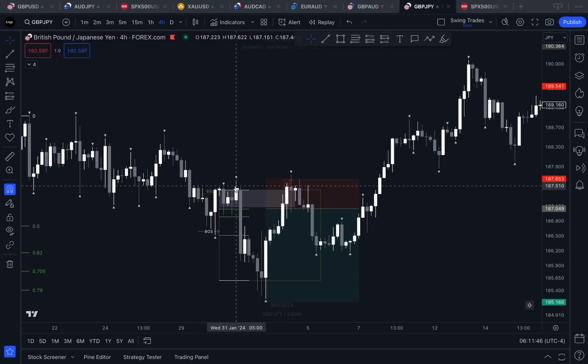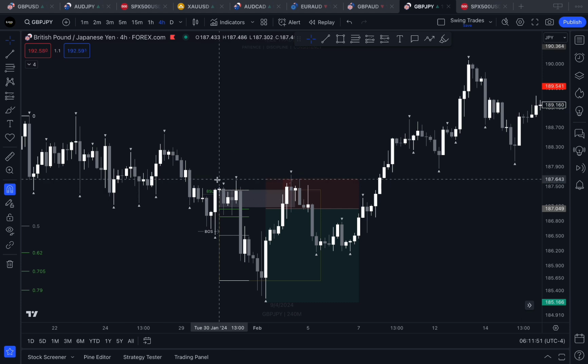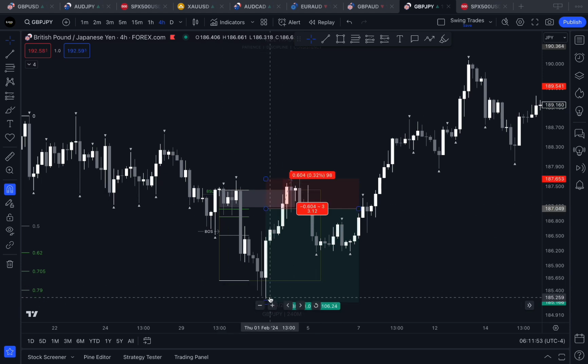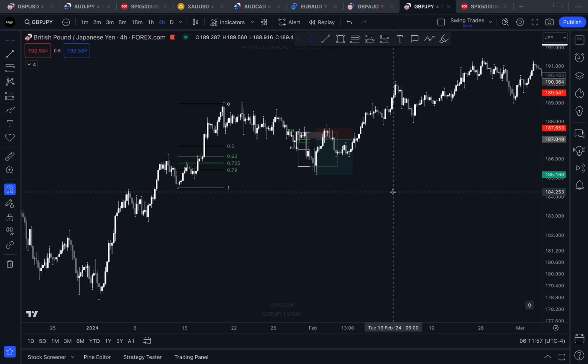So we had a sweep of liquidity, a break of structure, traded back into internal range liquidity. But unfortunately, this high was then taken, and obviously these lows weren't met, and we had a reversal. Therefore, that was a full loss there on Pound Yen.